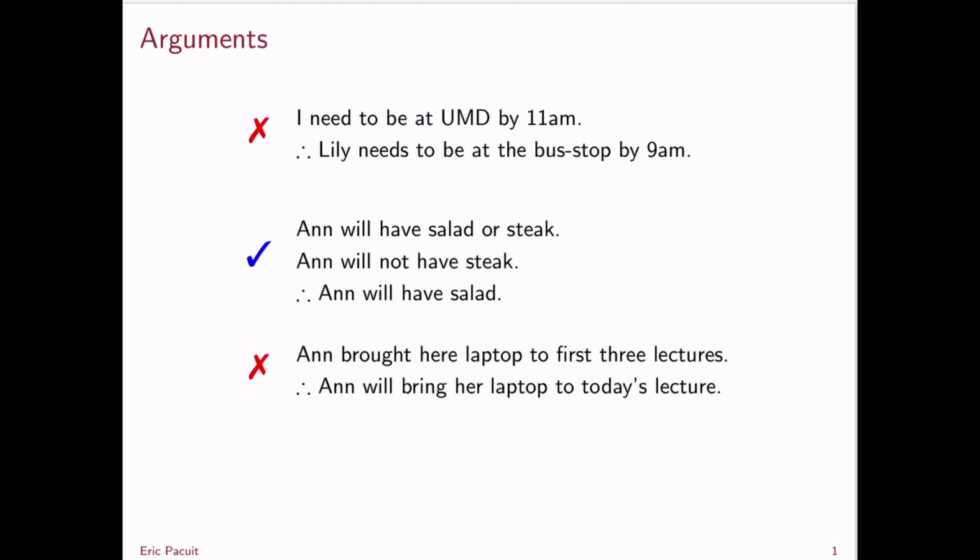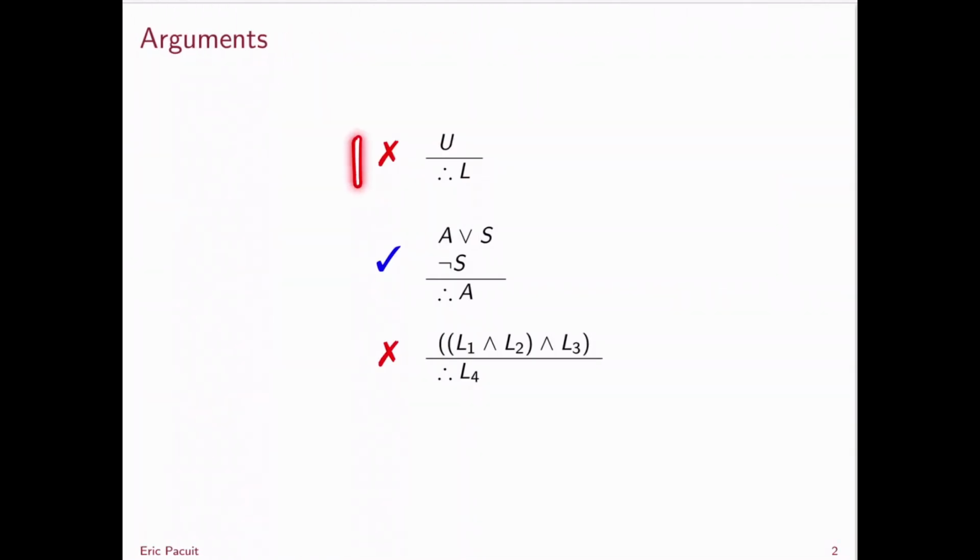And if we were to try to formalize these arguments in sentential logic, then we can quickly see, based on the logical form, that these arguments are in fact valid and invalid. So the first argument: I need to be at the University of Maryland by 11 a.m., so therefore Lily needs to be at the bus stop by 9 a.m. Those will be represented by two different atomic propositions, U and L. And one can clearly find a truth value assignment that makes U true and L false.